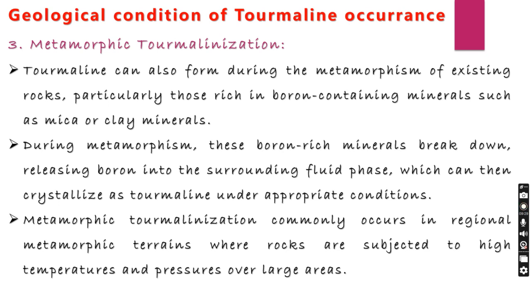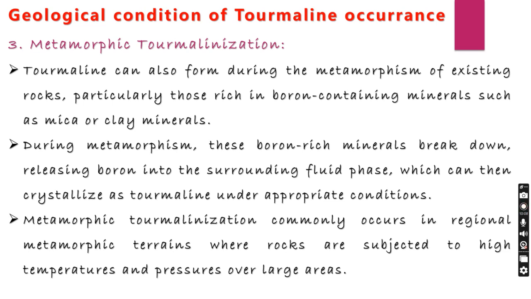So these tourmalines can also form during metamorphism of existing rocks, particularly those rich in boron-containing minerals such as mica or clay minerals. What happens during metamorphism? Such boron-rich clay or mica get dehydrated and fragmented, and from that chemical breakdown, boron is released, and then recrystallization happens. During metamorphism, these boron-rich minerals break down, releasing boron into the surrounding fluid space, which can then crystallize as tourmaline under appropriate conditions.